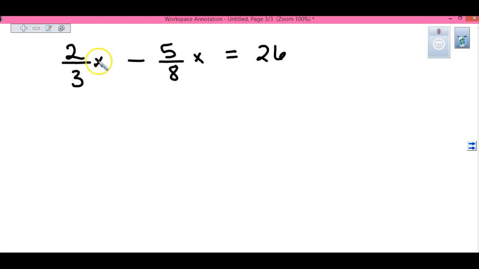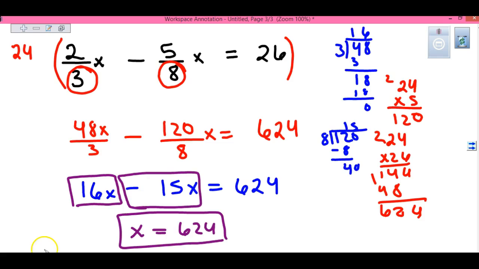Please solve 2/3 x minus 5/8 x equals 26 and try solving this by clearing the fraction. We will check our answers in a little bit. Check your answer. I got x equals 624. Should we work this out again?